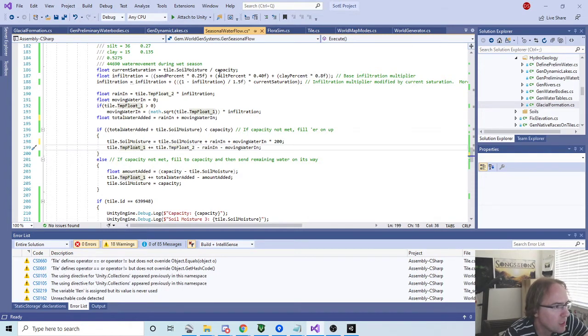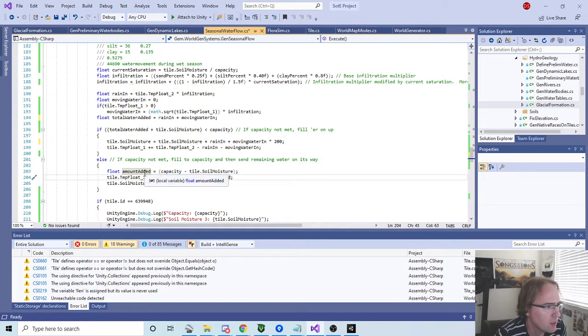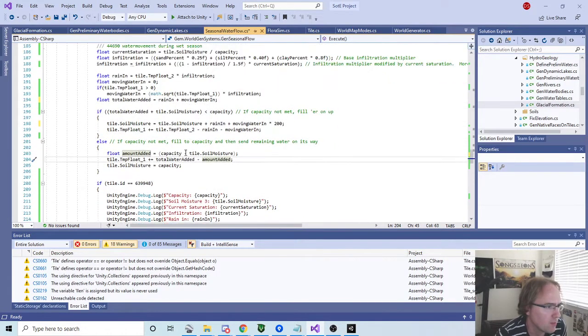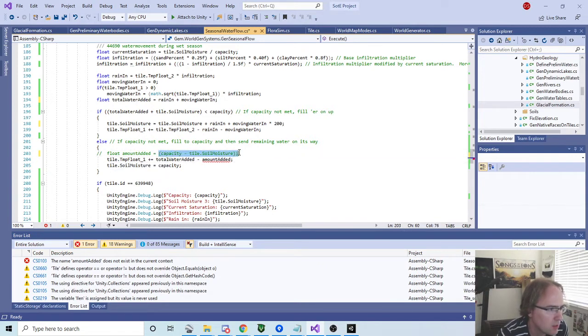Alright, so when we recalculate water flow, we want to add in what rains, then subtract what rain went into the soil, and then subtract whatever water moved into the soil. Capacity minus soil moisture. I had this variable because I wanted to express it. Let's just do this.